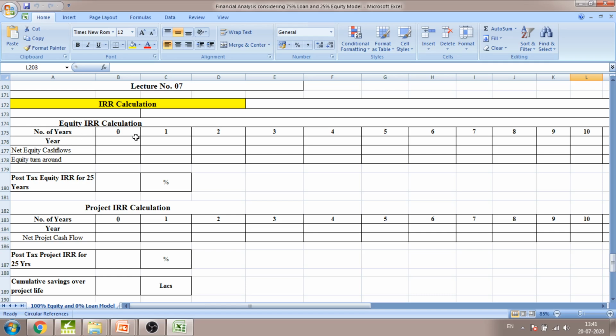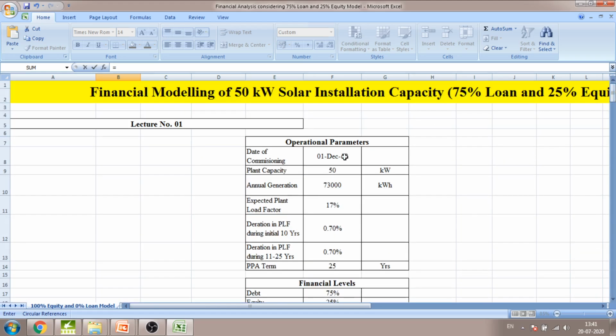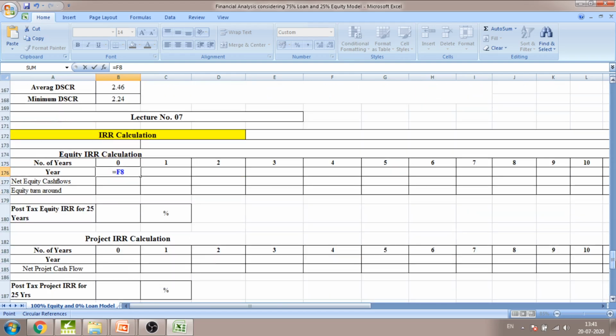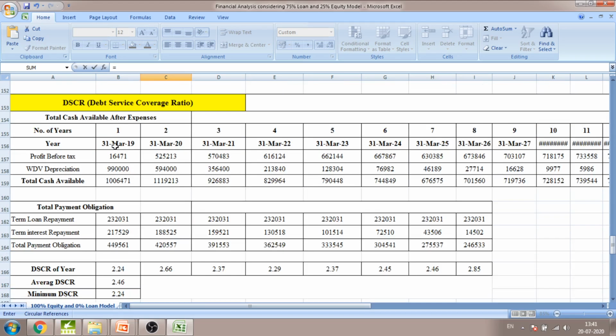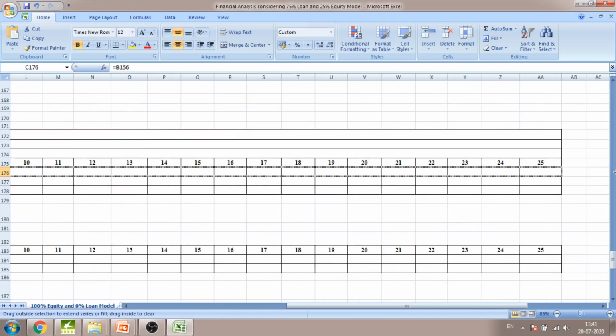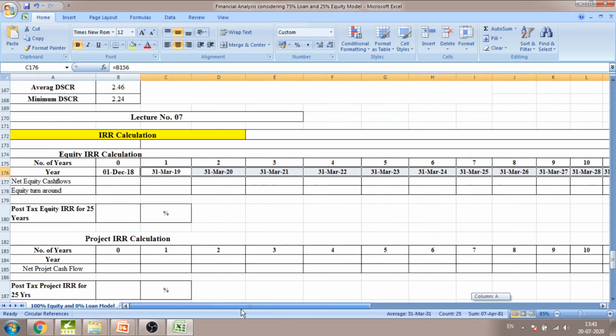As we know, the date of commissioning of our solar project is 1st of December 2018. So we just copy the date of 1st of December, that is the date of commissioning of our solar project. Then the first financial year we have taken as 31st of March 2019. So we just copy the value of 31st of March 2019. Simultaneously we plot the dates.